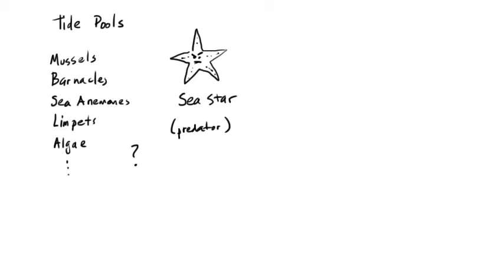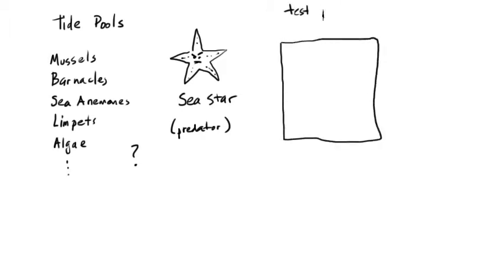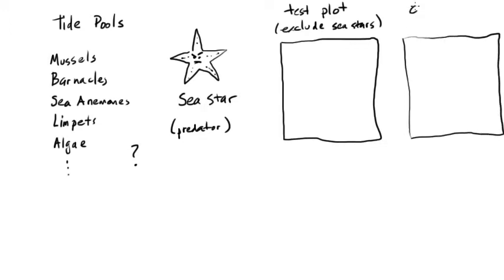Now, you decide that you can demonstrate this experimentally by excluding sea stars from one plot. Call it your test plot, while allowing sea stars access to an otherwise equivalent control plot. You go out twice a day and remove sea stars from the test plot, but you don't remove them from your control plot. Based on our discussion, what is your prediction about the differences that should arise between the test plot and the control? Stop the playback here and answer.